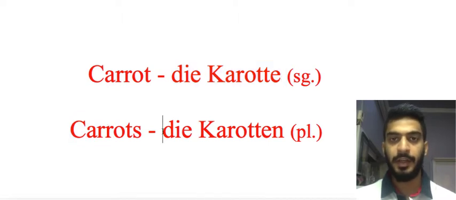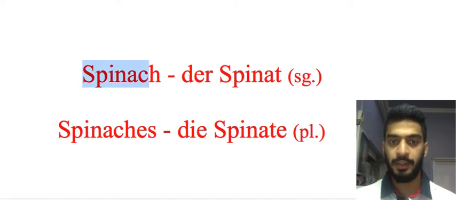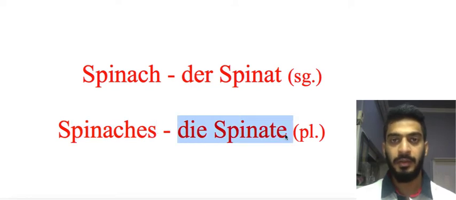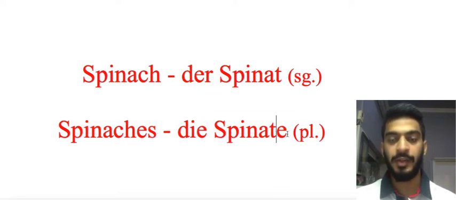Next, carrot, die Karotte, singular form. Carrots, die Karotten, plural form. We have extra N at the last position. Next, spinach, der Spinat, singular form. Spinaches, die Spinate, plural form. We have extra E at the last position. Die Spinate.